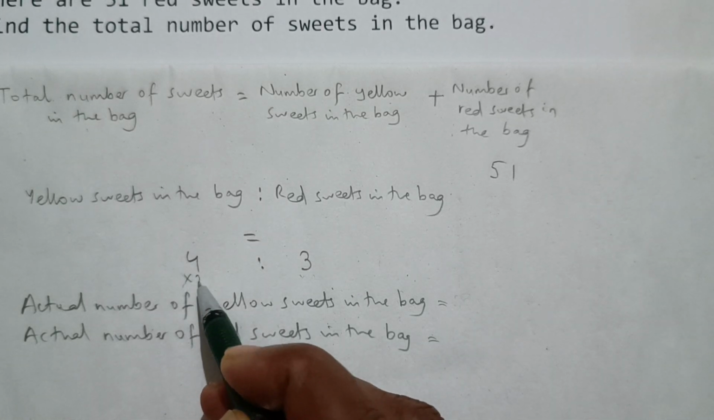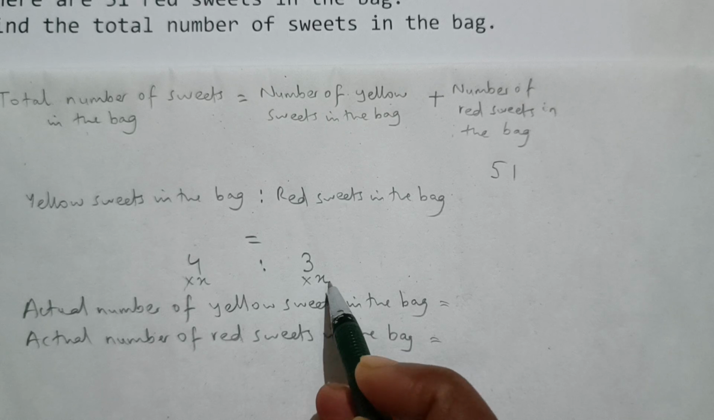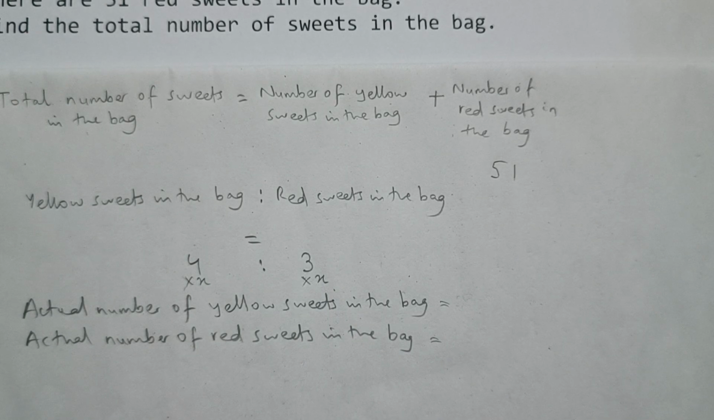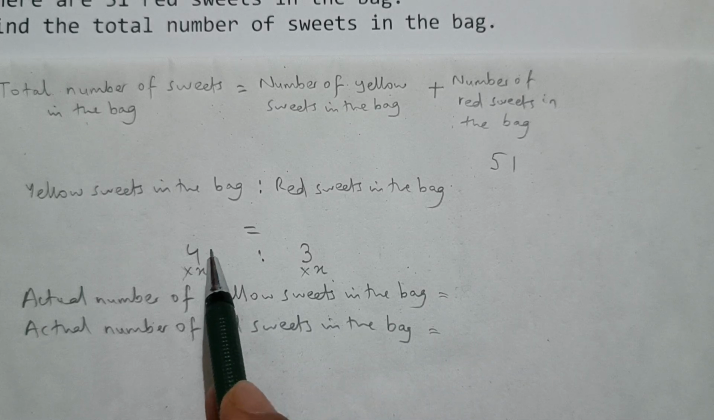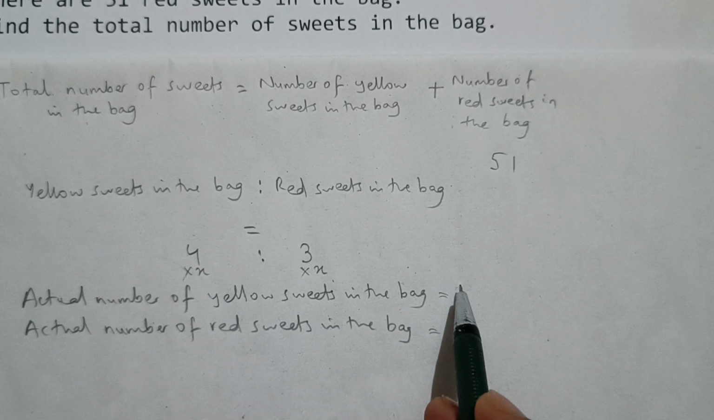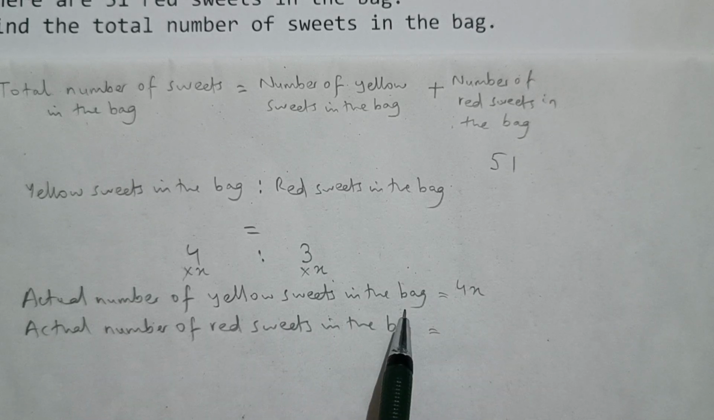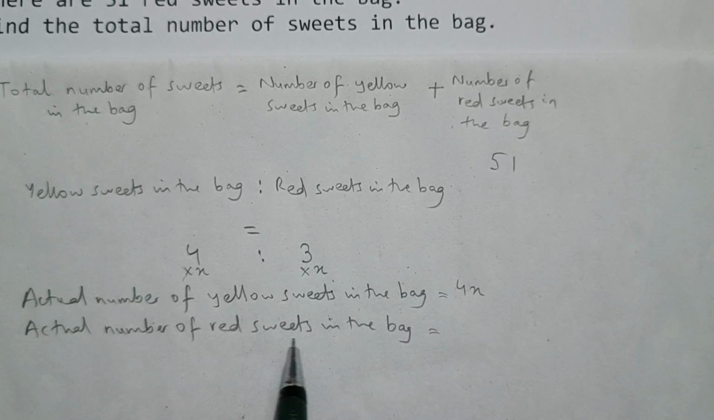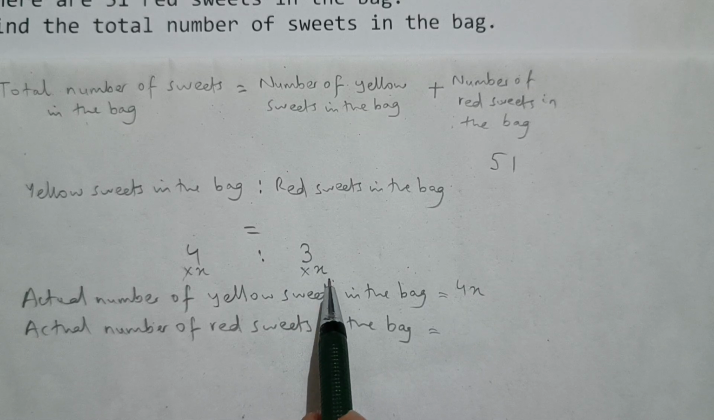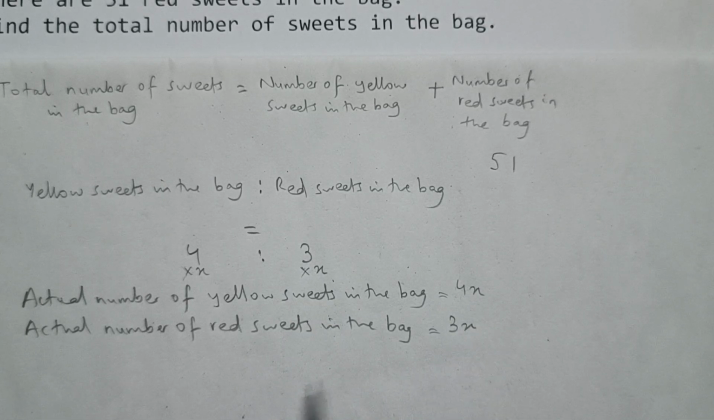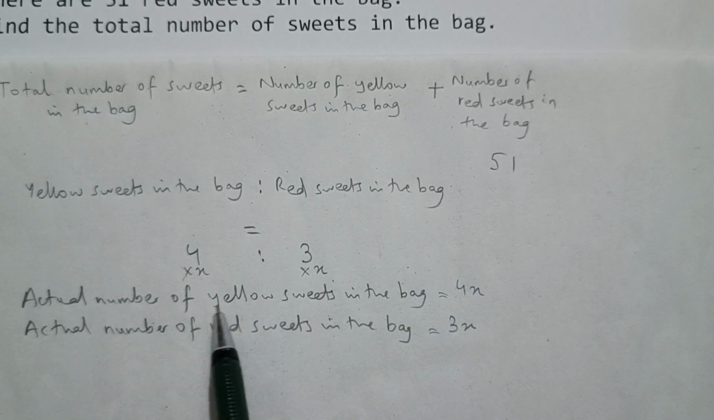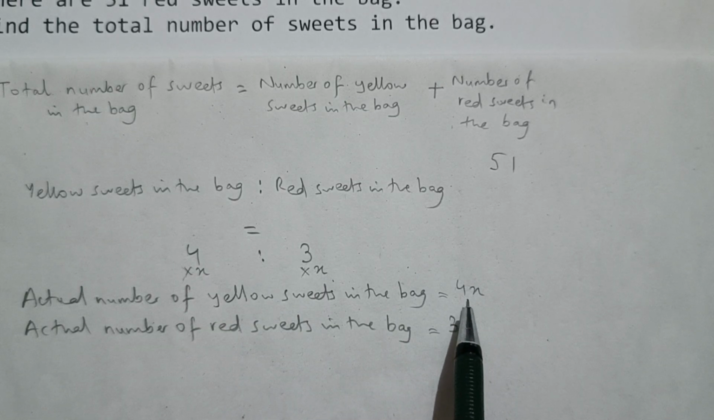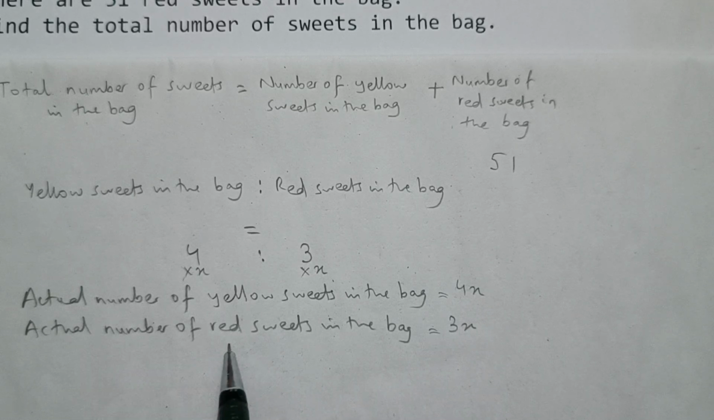So I will multiply 4 by x, and I will multiply 3 also by the same variable x. In that case, the actual number of yellow sweets in the bag will be 4 into x, which is 4x. And the actual number of red sweets in the bag is 3 into x, which is 3x. So when I multiply this ratio by the variable x, I get the actual number of yellow sweets in the bag as 4x and the actual number of red sweets in the bag as 3x.